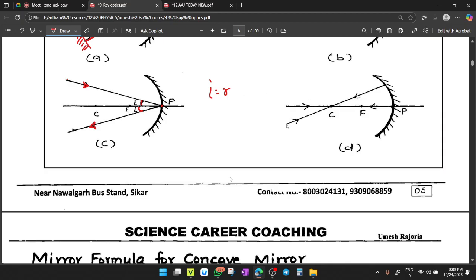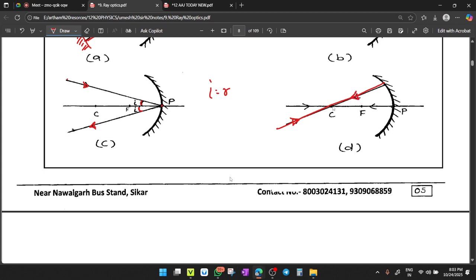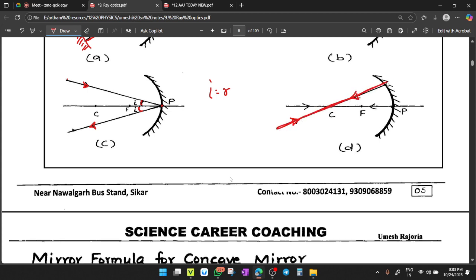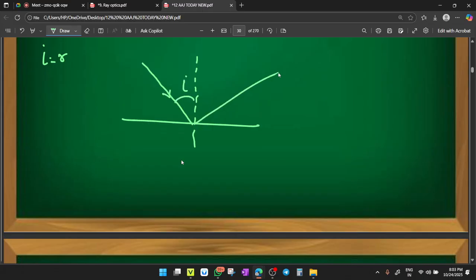Next, if a light passes through the center of curvature, then there will be reflection. The light will retrace its own path from where it came. Okay, it will retrace the same path. Why? Theoretical evidence is here. You know, I equals R. Check here. This is a normal. If this angle is I, this angle is R, and I equals R. Clear?